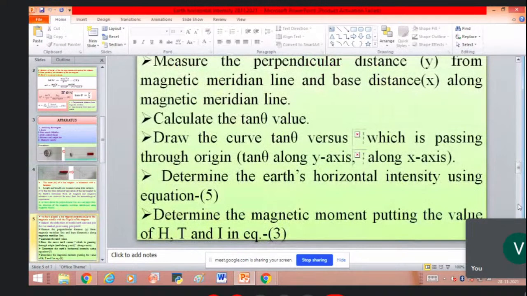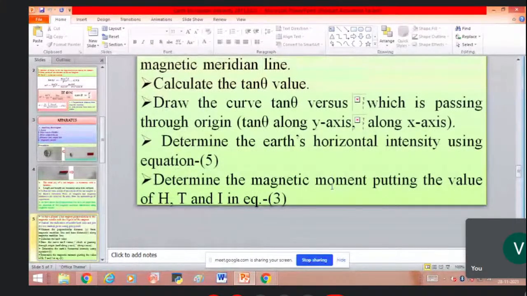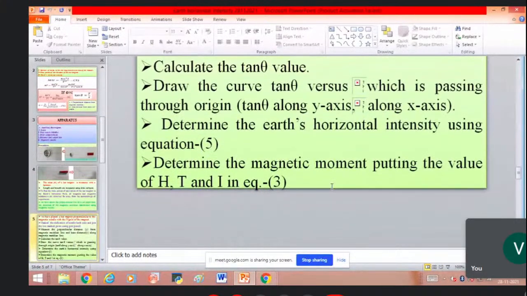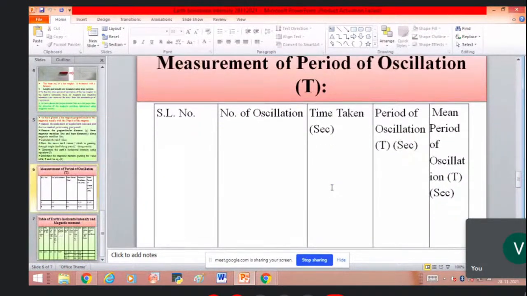And if we get the Earth's horizontal intensity, we can easily calculate the magnetic moment of the bar magnet by putting the value of that H in the expression in equation 3. So it is very interesting and important. We have performed the experiment in this way, but there is a caution.